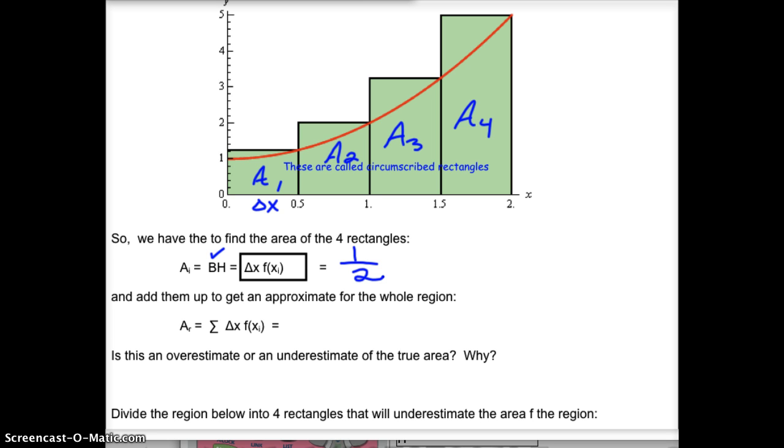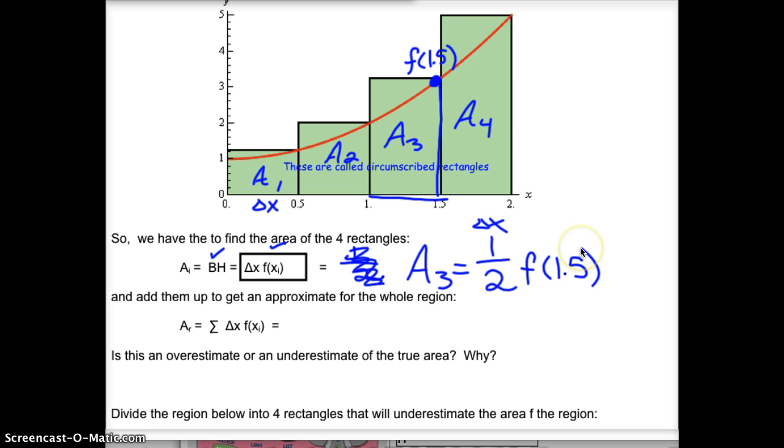Don't memorize b minus a over n. That's not helpful. Just ask how long is the base. And then the height of each one is my y value there. So, for example, the area of rectangle number 3 would be its base, which is a half, or delta x, times its height, which is the y value right there on the curve. That's f of 1.5.